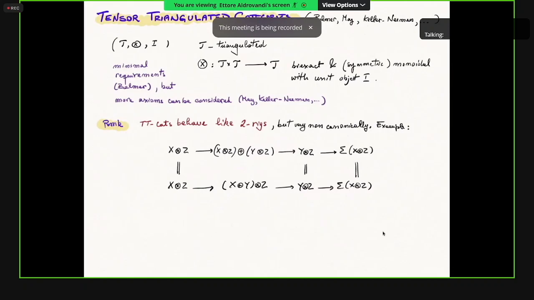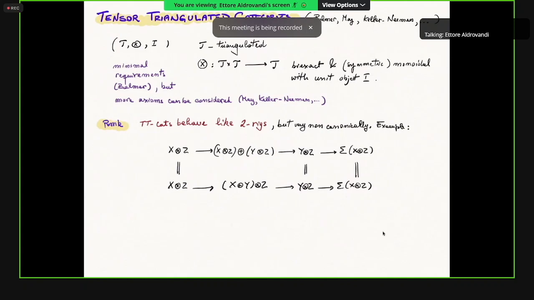The interesting thing is that, poor as they might be in terms of the structure that they have, triangulated categories tend to have more structure, at least those that arise in notable examples, like the derived category of complexes of modules, for example. So they also come equipped with a tensor product.